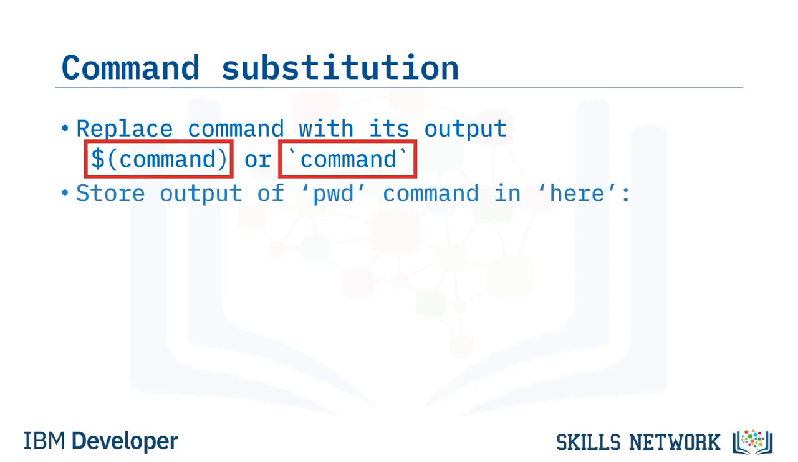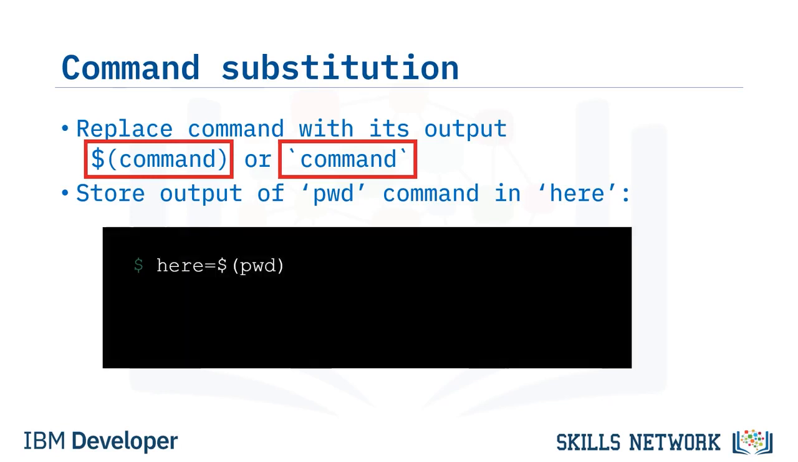Let's say you want to store the current directory path in a variable called here. You can use command substitution on the pwd, or present working directory command, to capture its output and assign it to the variable here. And indeed, echoing its value returns the current directory.